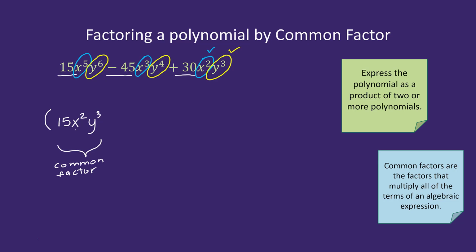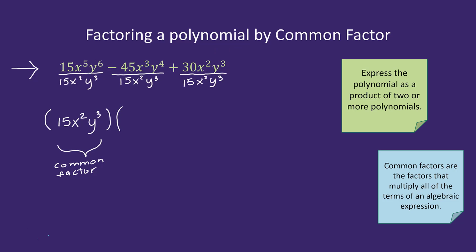This is what we are going to multiply times something else in order to get the original polynomial as a result. What we do is we are going to divide all of the terms in the polynomial by the common factor. First, we're going to divide the coefficients. 15 over 15 is 1, so they get canceled out. Now, the x's. If we have division of the variables with the same base but different exponents, we subtract the exponent in the denominator from the exponent in the numerator.